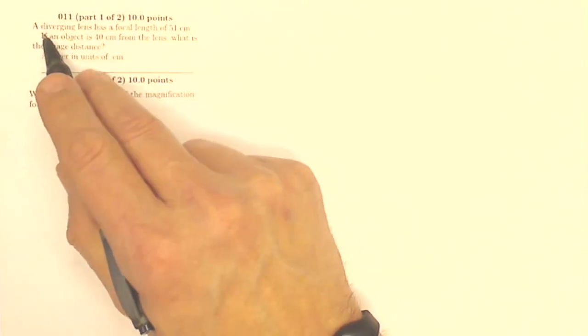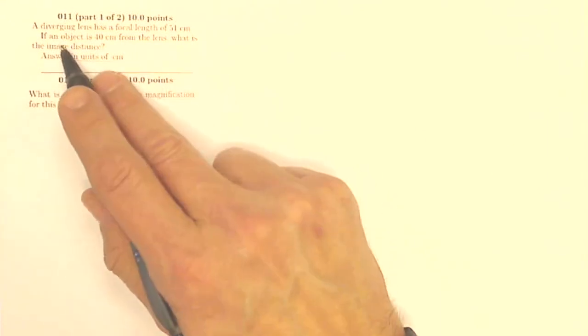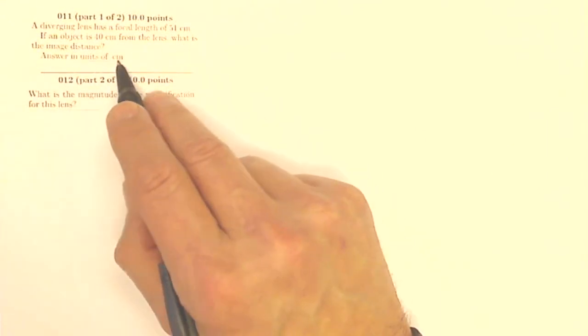This is physics homework number 25, questions number 11 and 12. A diverging lens has a focal length of 51 centimeters. If an object is 40 centimeters from the lens, what is the image distance? Answer in units of centimeters.